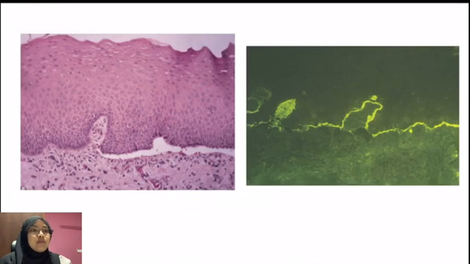As you can see in the first picture, there is a subepithelial split, and you can also appreciate the inflammatory cells infiltrating the subjacent connective tissue. And in the second picture, there is a continuous linear deposit of immunoreactants at the basement membrane zone.